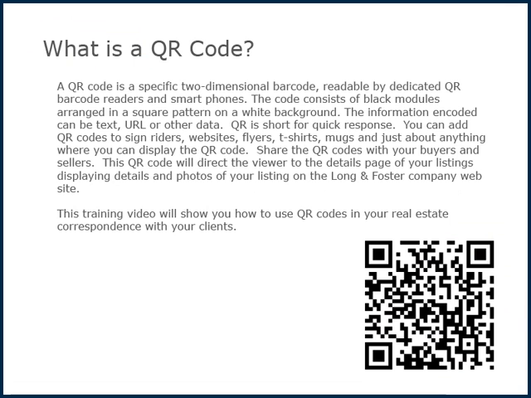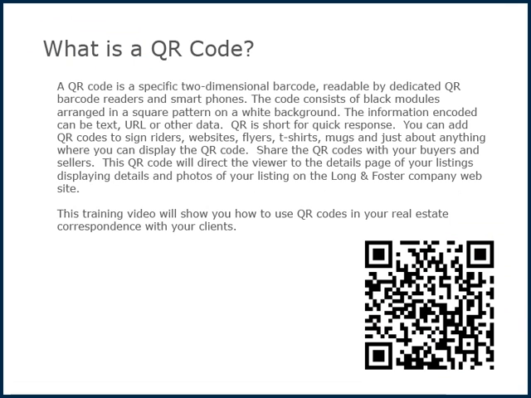What is a QR code? A QR code is a specific two-dimensional barcode, readable by dedicated QR barcode readers and smartphones. The code consists of black modules arranged in a square pattern on a white background. The information encoded can be text, URL, or other data. QR is short for quick response.